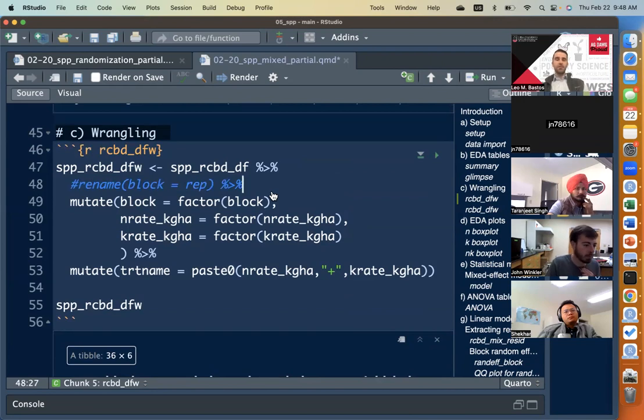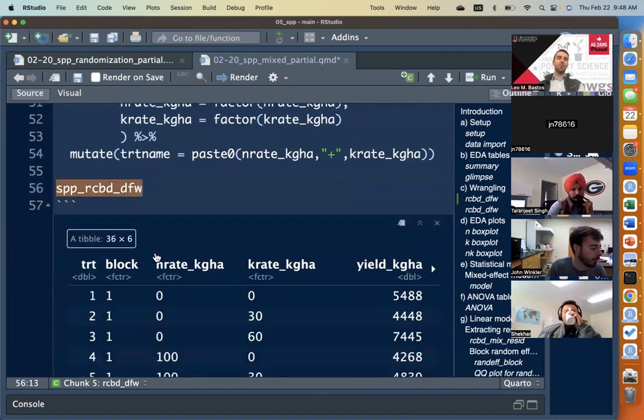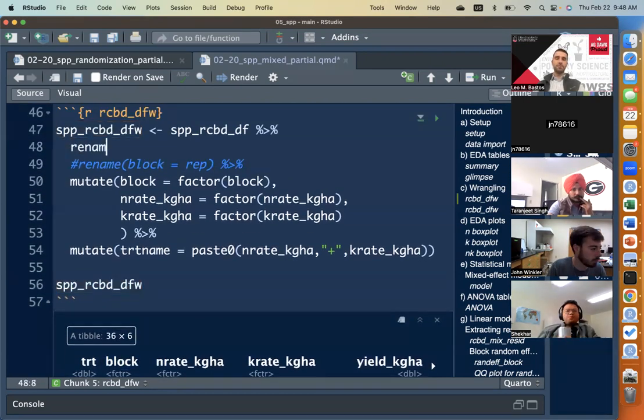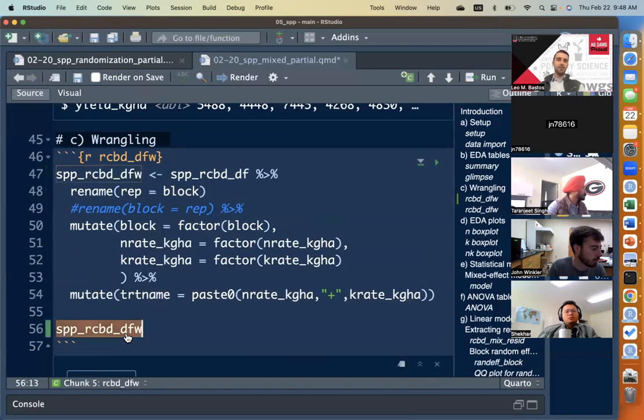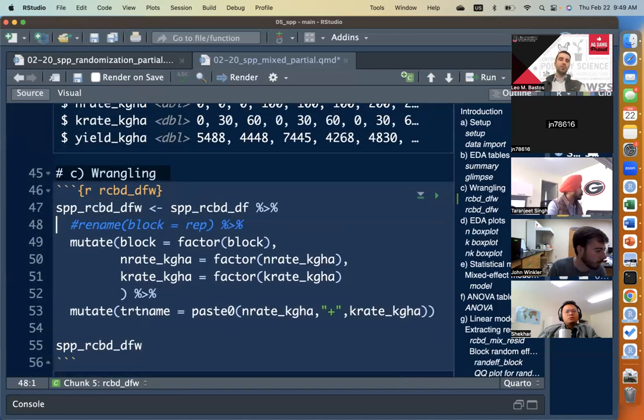If I remember the syntax here correctly, you specify the new name and then what the current name is. So on my side, let's say I have block already, right? If I print, I already have block. If I wanted to rename block to rep, I would do the opposite, right? So I would say rep equals block. And then if I print it, now that column is called rep. Yeah, so just confirming that on your side, you need to first say what is the new name you want to have, and then what's the current name.